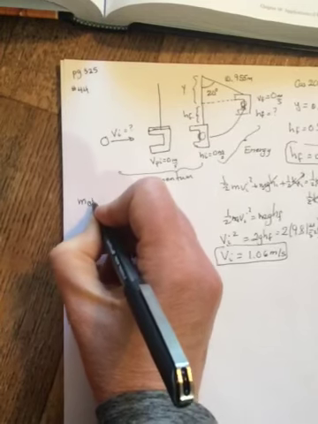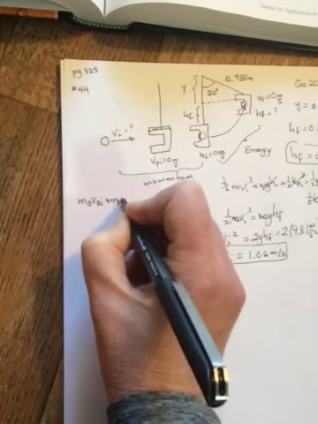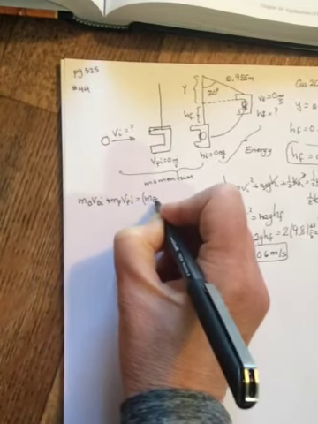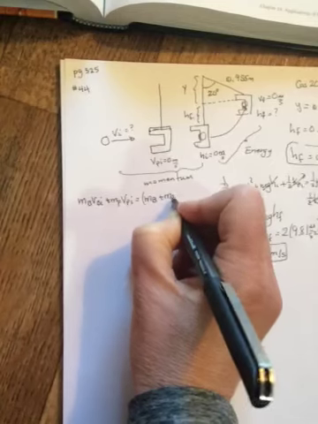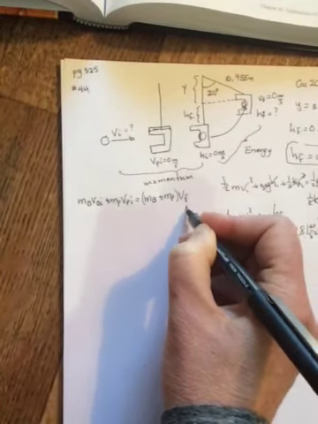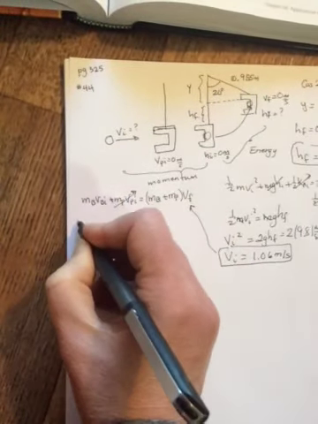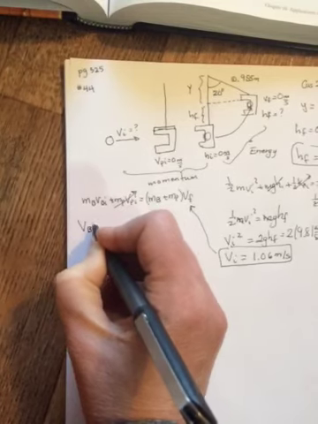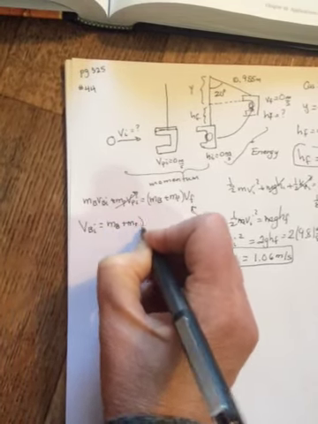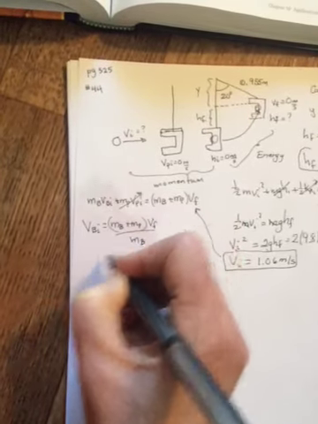So m of the ball, v of the ball initial, plus m of the pendulum, v of the pendulum initial, is equal to m of the ball plus m of the pendulum, v final. And this is your v final. Okay, so the pendulum isn't moving to begin with, so v of the ball initial will equal m of the ball plus m of the pendulum, v final, divided by m of the ball.